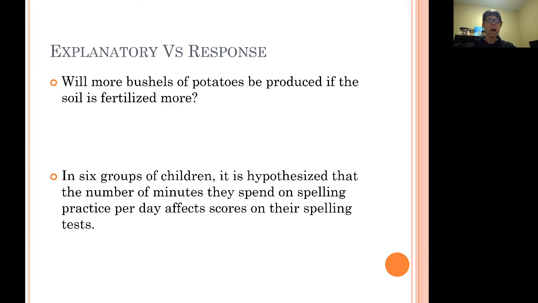So I have another couple types of experiments that we could look at here. Let's take a look at what variables we think are the explanatory bit and what we think are the response bits. So, for example, in our first scenario, we have, will more bushels of potatoes be produced if the soil is fertilized more? Now, just taking a look at that question, take a moment to think about the variables that we're going to be gathering data on, and whether or not you think those variables are going to be explanatory or response.